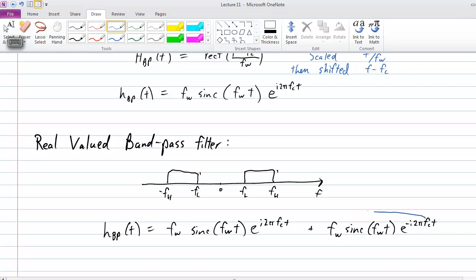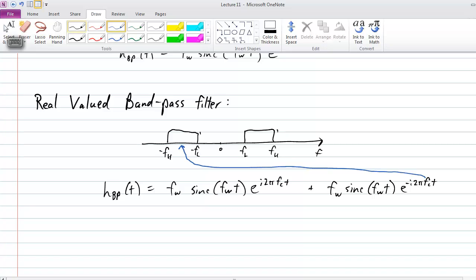So this negative FC is right there, right? So the negative I put right there. So that's the only difference between the other part we added. And of course, by Euler's identity, we can simplify this and say that that is 2FW sinc of FWT times cosine of 2 pi FCT.